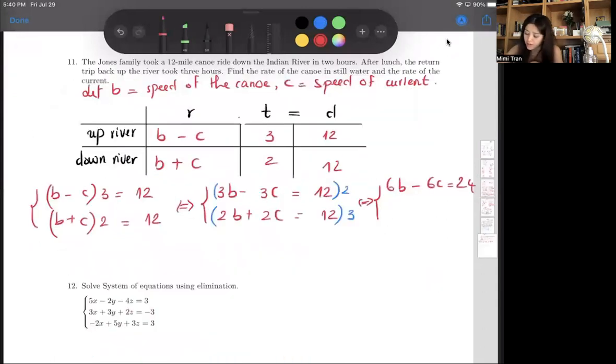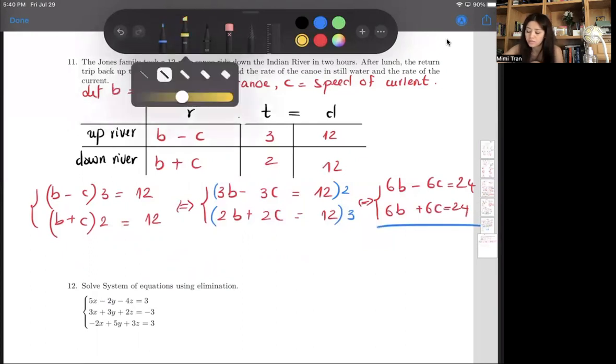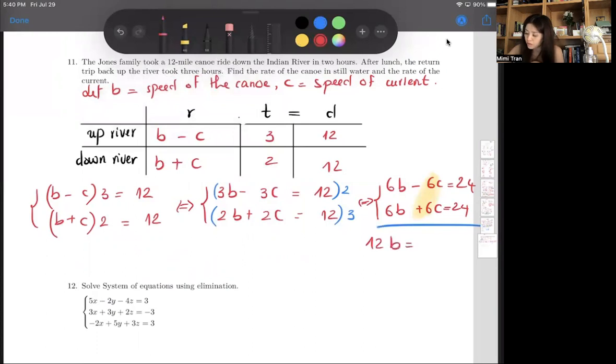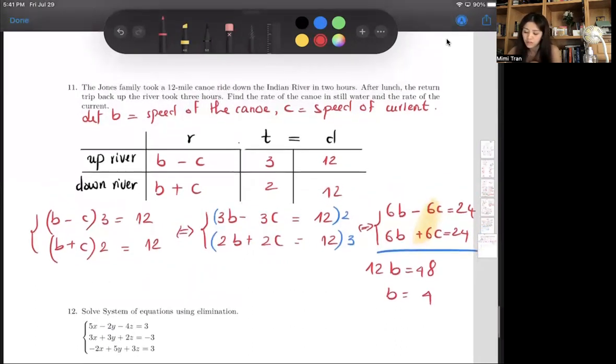So that I have 6B minus 6C equals 24. And then 6B plus 6C equals 24 again. Then you add. That cancels, so I have 12B equals 48. Divide both sides by 12. The speed of the boat, the canoe, B equals 4 miles per hour.